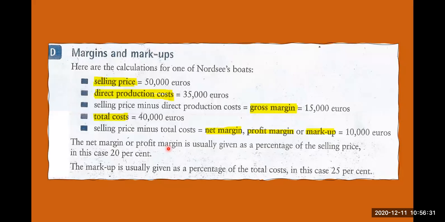And total cost in this case will be 40,000 euros. Let's suppose it is 40,000 euros. So we have selling price minus total cost, selling price 50,000 minus total cost. We have a margin or a markup of 10,000 euros. Okay, usually it's given in percentage.